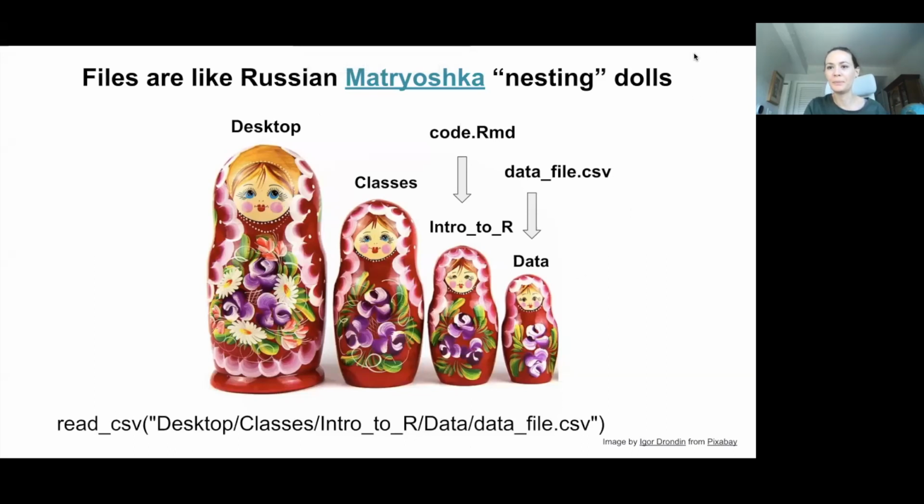All right, so one way to think about paths is to think about the Russian nesting dolls. So this concept that each subsequent file or folder would be inside of another folder. So for example, on your desktop, it's got this hierarchical structure. On your desktop, you might have folders inside of it.